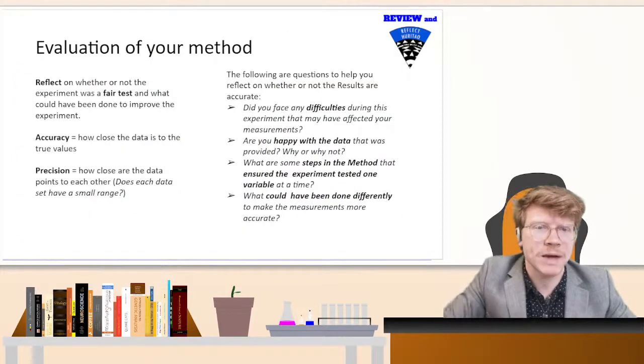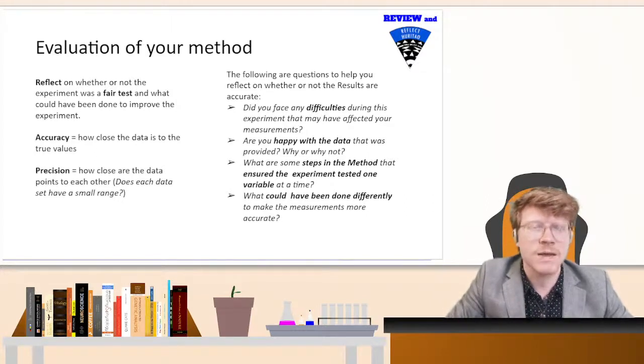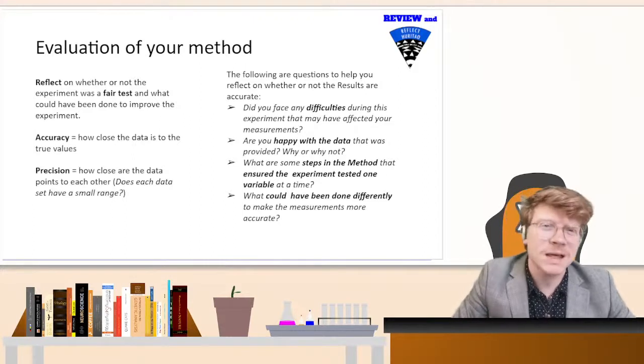The next part of our discussion always looks at what we could have done better. So in this case, it's going to be a little bit tough because you're going to be writing a method for an experiment that's already been done. But imagine that you're in a space where you have to come up with your own experiment, right? There's going to be things you can work on.